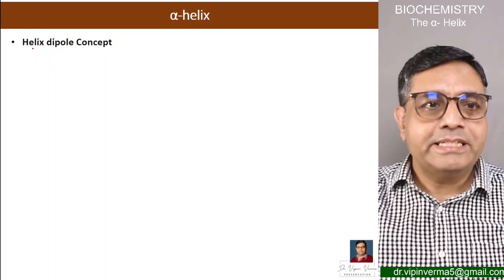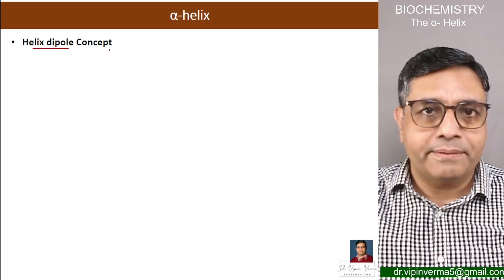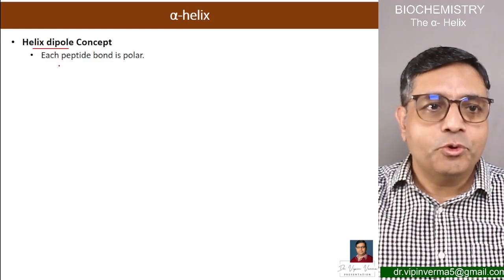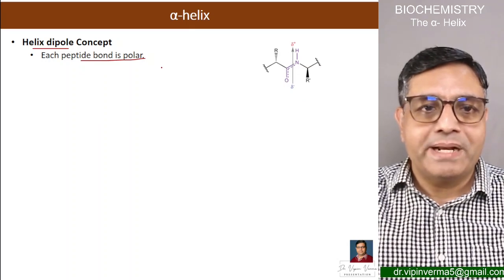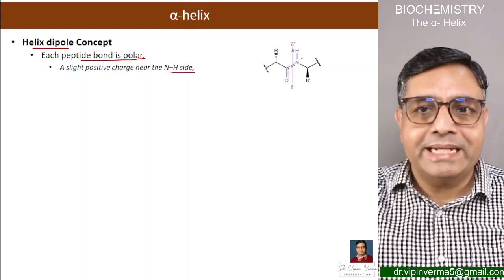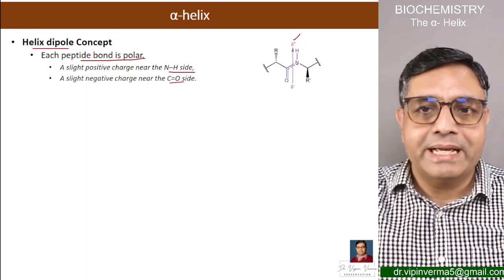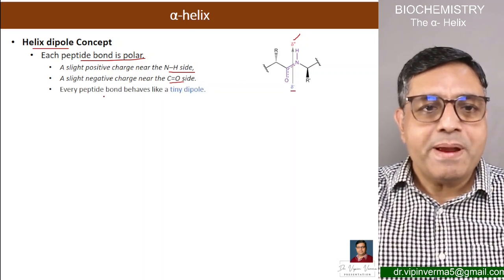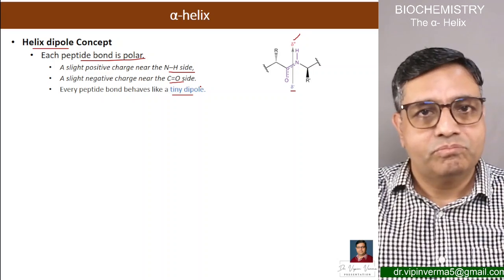Now, let us understand the helix dipole concept. Remember I told you that the terminal parts of the helix usually do not participate in hydrogen bonding. Each peptide bond is polar. You can see here the polar peptide bond, with a slight positive charge near the NH side and a slight negative charge near the CO side, the partial negative charge. So every peptide bond behaves like a tiny dipole.